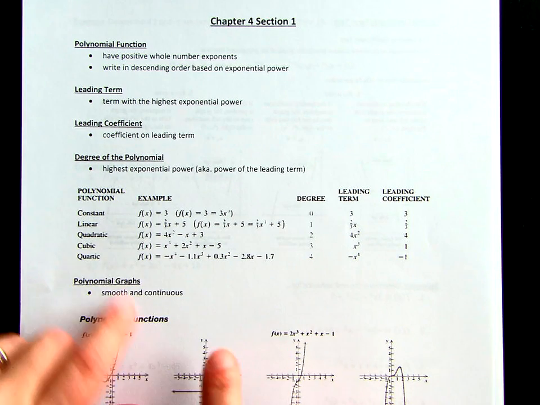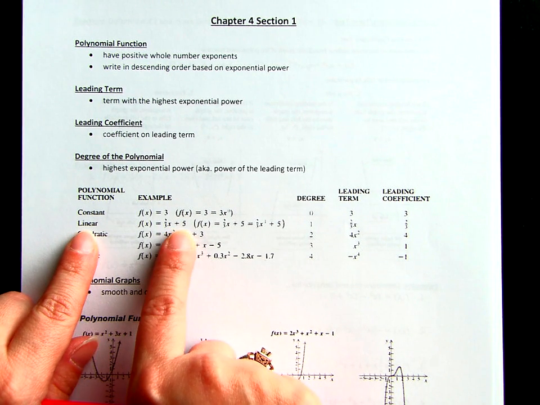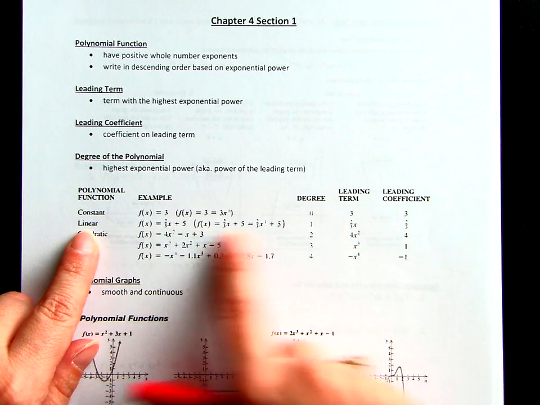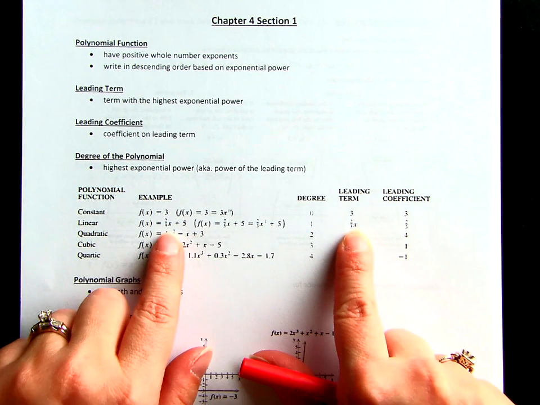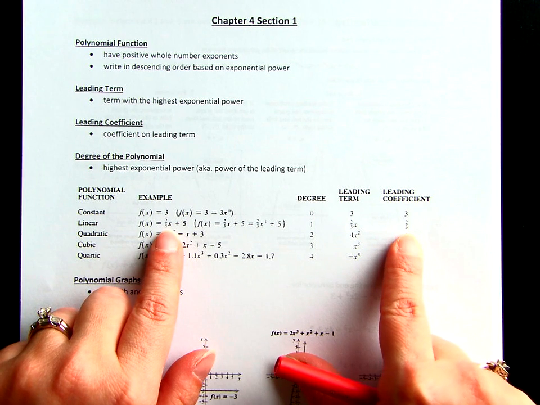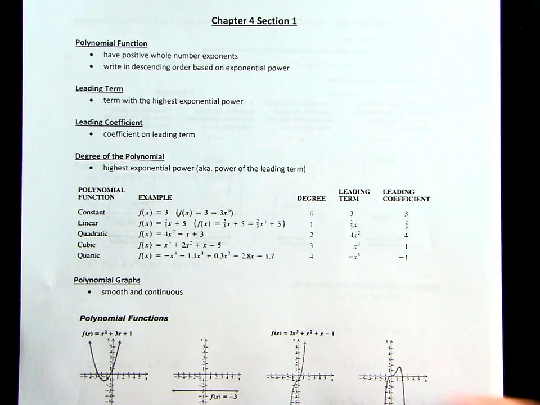Nothing special there. We go to our linear. This is y equals mx plus b form. The degree would be 1 because there's only one x. The leading term includes the x. The leading coefficient does not. That's how you differentiate between the leading term and the leading coefficient. They do the same thing for quadratic, cubic, and quartic. I don't think we have special names for everything after that, but we don't really say that.